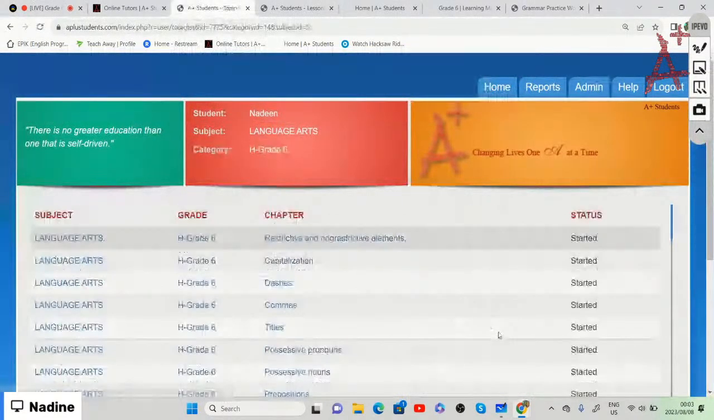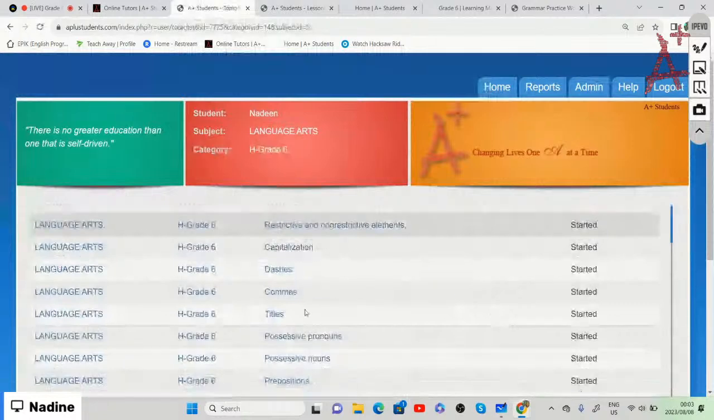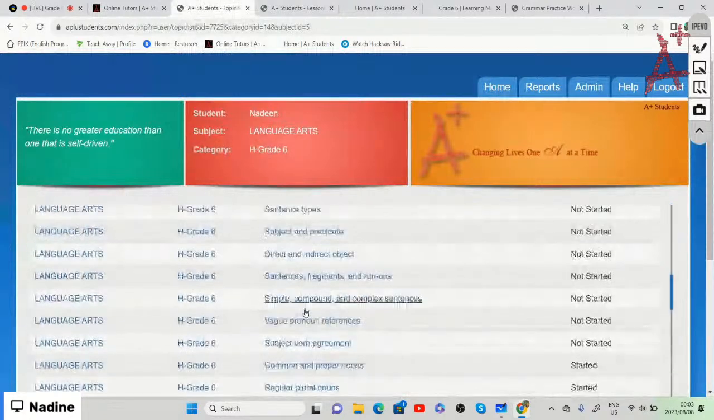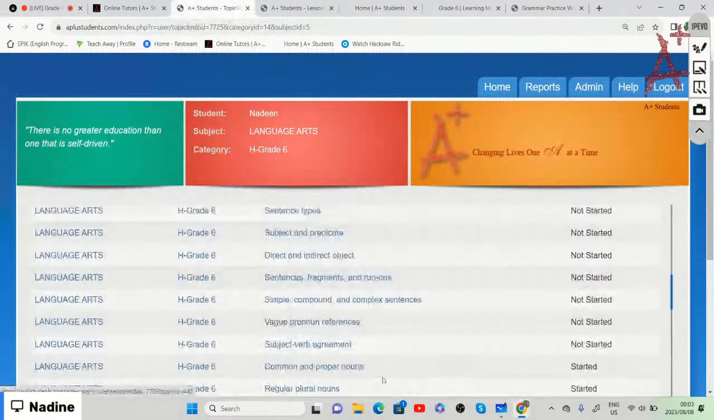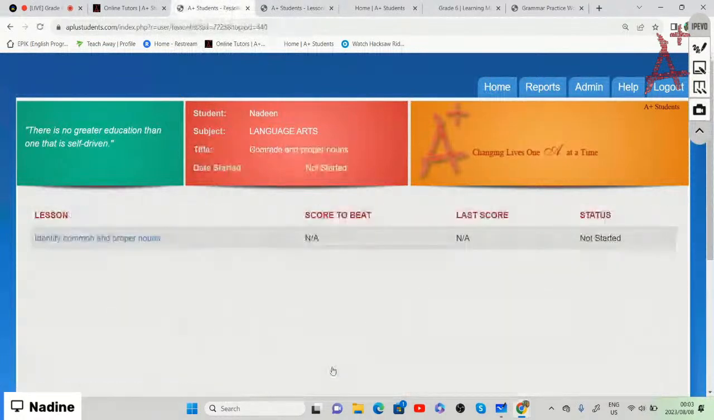All right, so we have selected the subject of language arts. Now we are going to scroll down until we get to the chapter of common and proper nouns. Once we have selected it, the lesson that we are going to be focusing on is identifying common and proper nouns, right? So let's get into it.